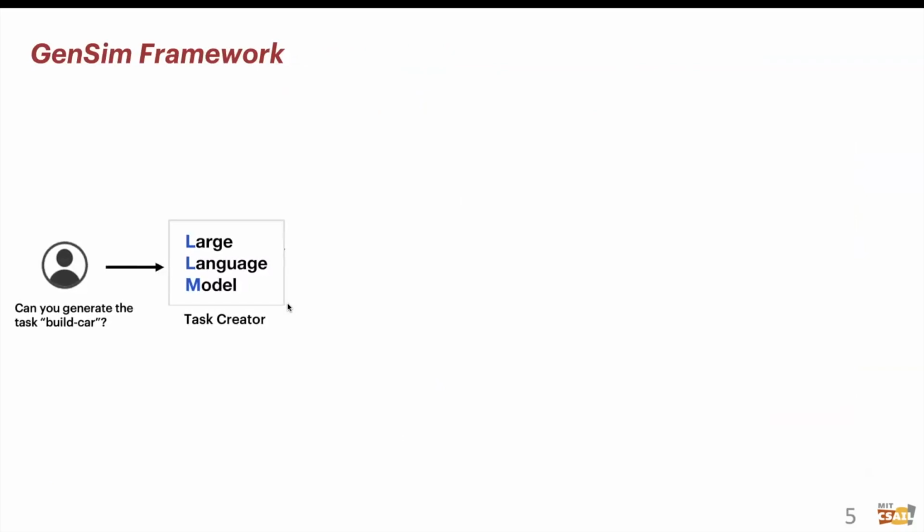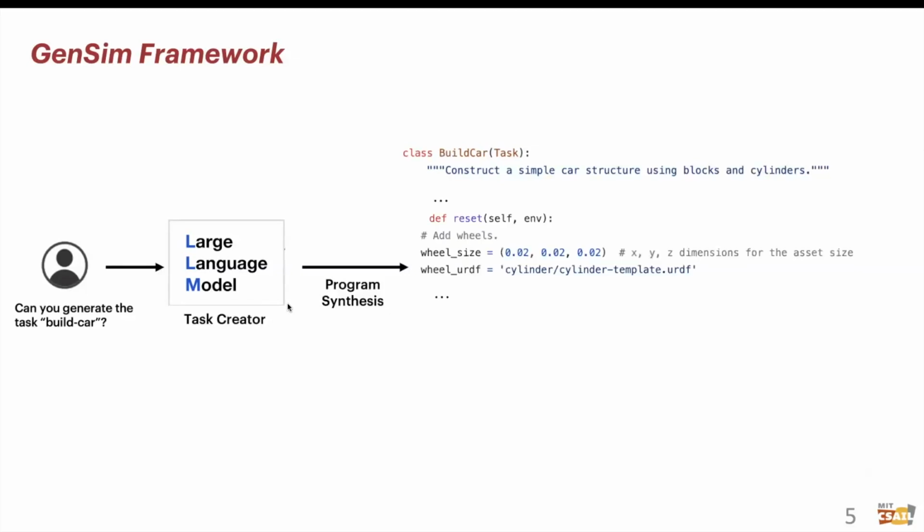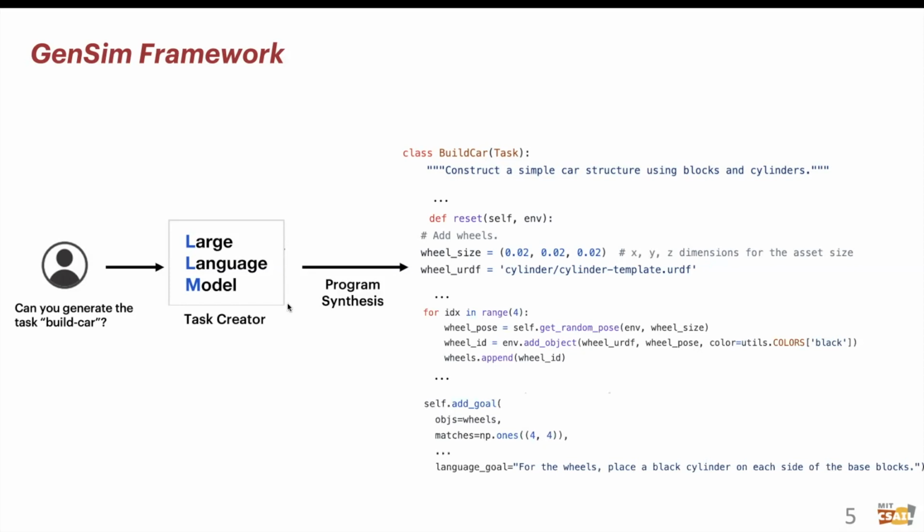In a typical reset function, we will load the objects, and then we will randomize the initial object poses, and then we will set the goals of each step. This new task class can be used to generate demonstrations.